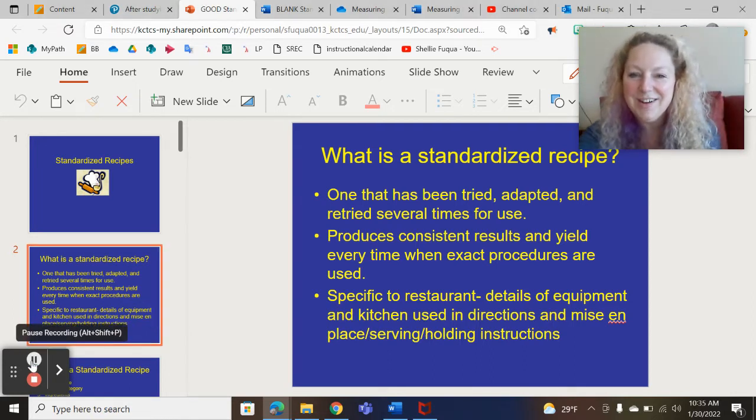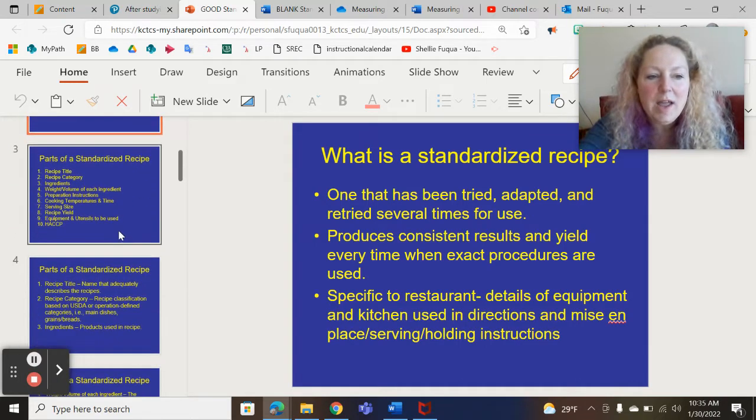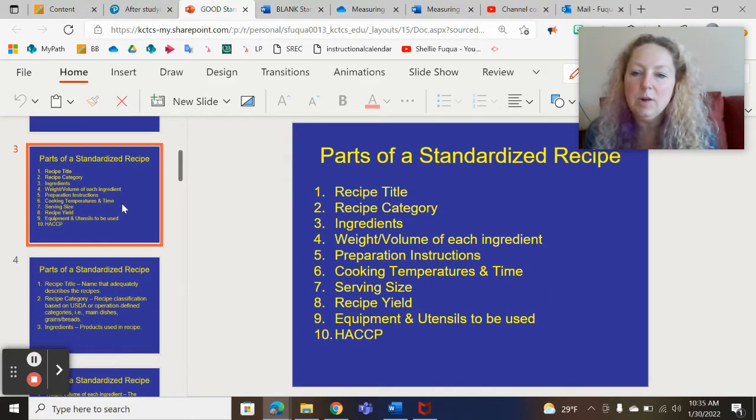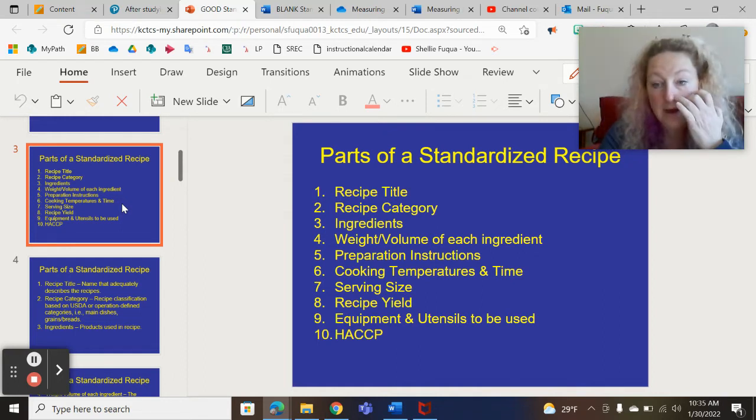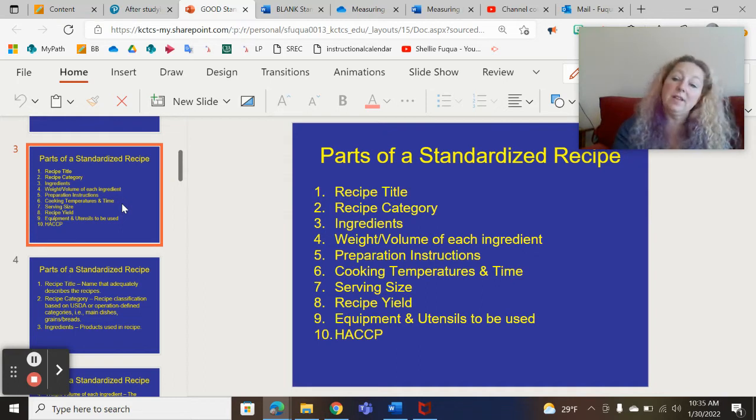Okay, dogs are outside. So a restaurant really needs to standardize recipes for every single menu item that they have, for consistency and for portioning. You don't want to throw away a lot of product, because that's really going to impact your food costs, and you need to know what the portion size is.